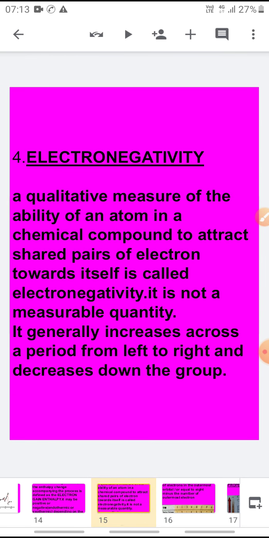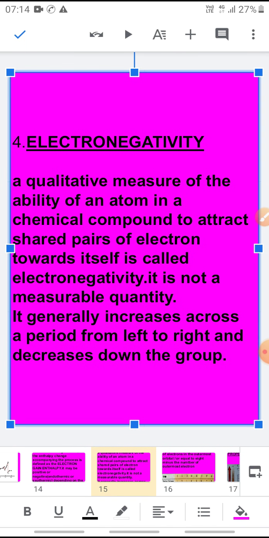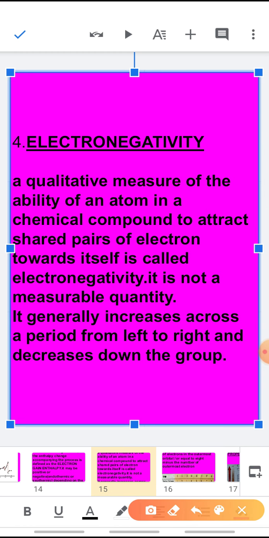Now, coming to the fourth important property, that is electronegativity. It is a qualitative measure of the ability of an atom in a chemical compound to attract the shared pair of electrons towards itself. Till now you were learning that electronegativity is the tendency to take an electron and attain a negative charge. But you will not say it like this now. You will better say it is the tendency to attract the shared pair of electrons towards itself. We cannot measure this quantity. It is not a measurable quantity.